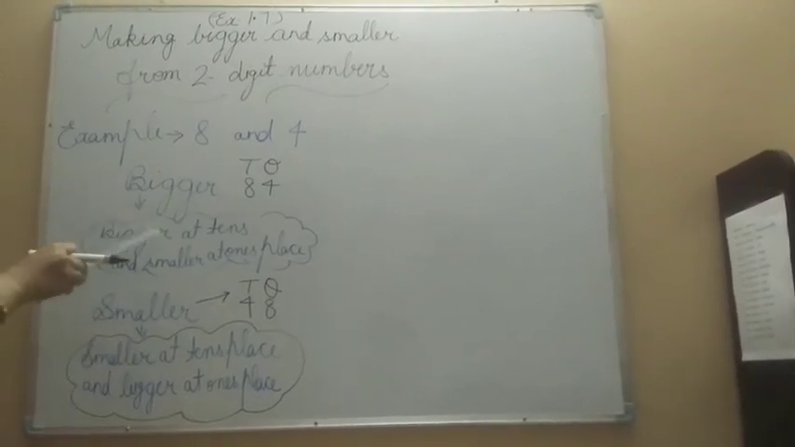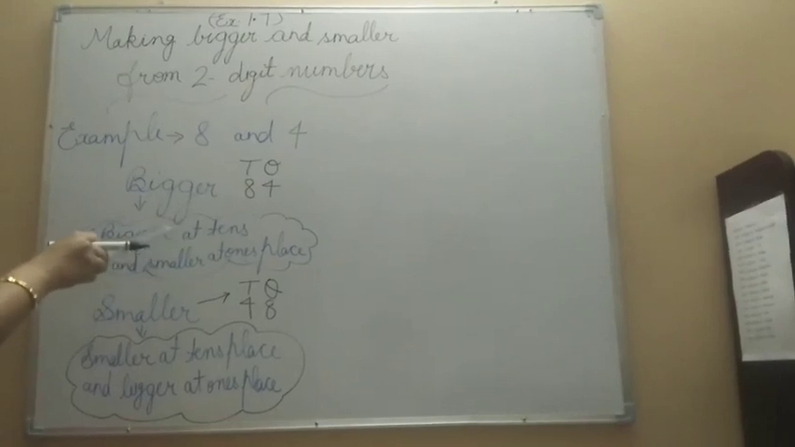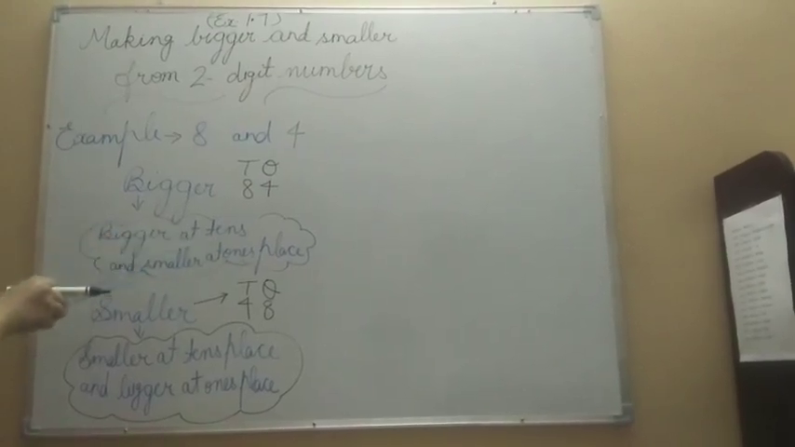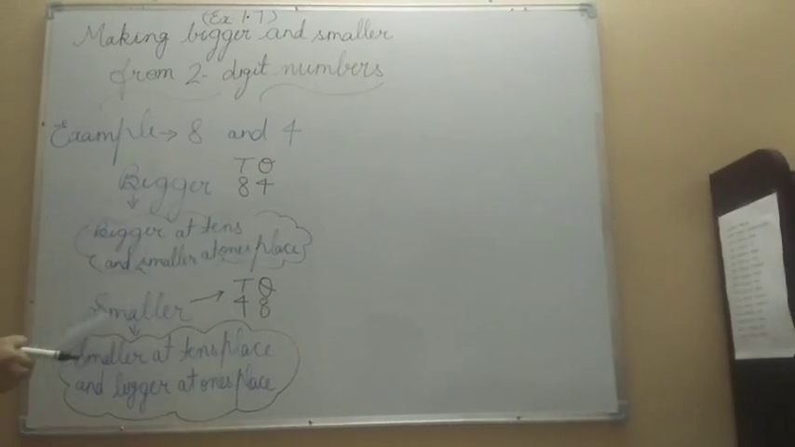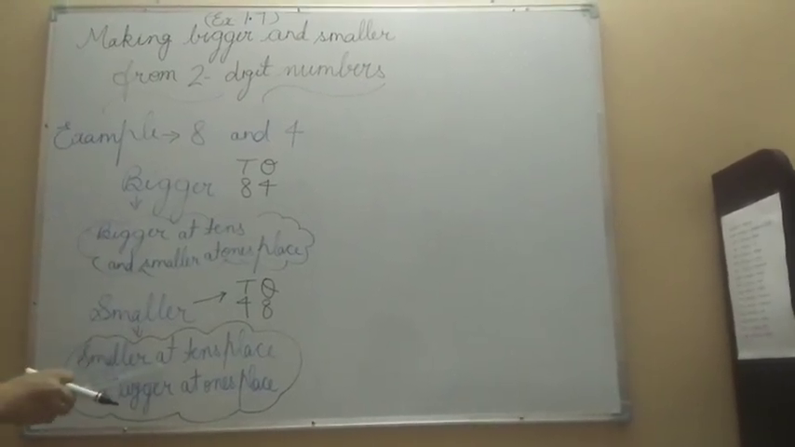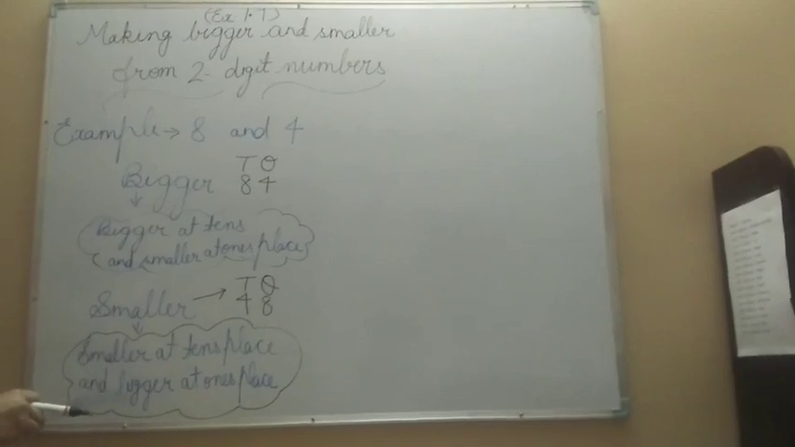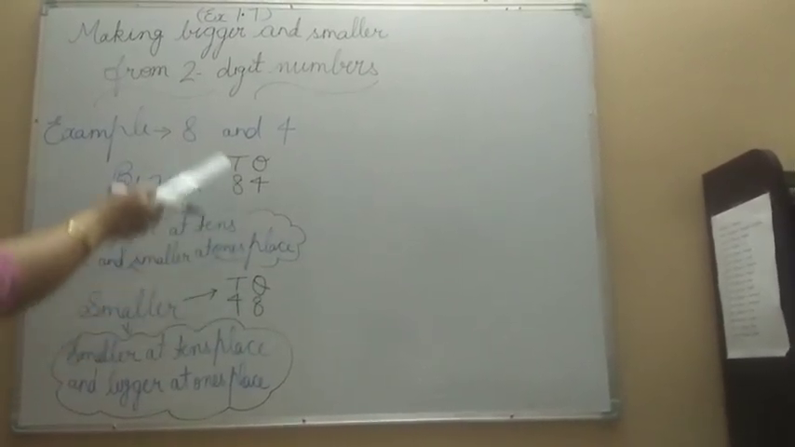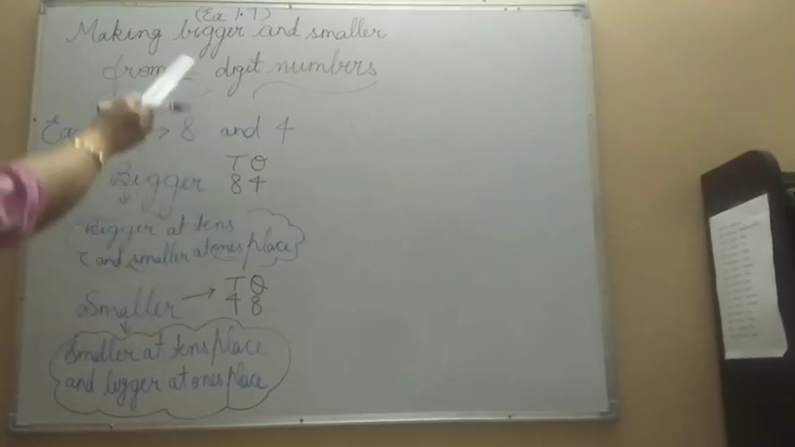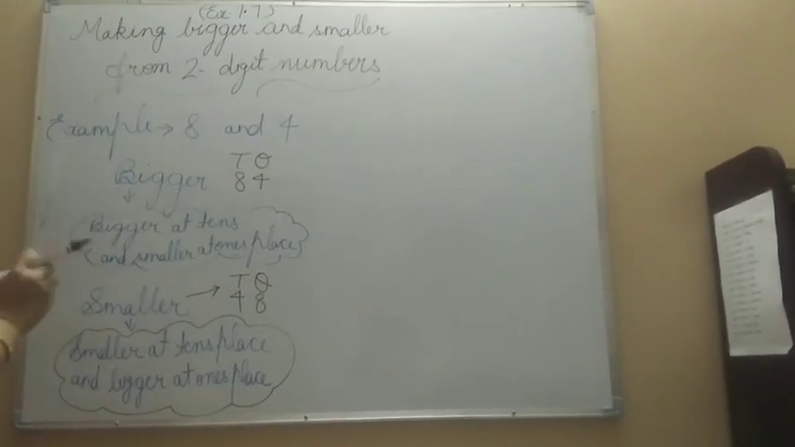For bigger, the bigger digit at tens place and smaller at ones place. To make smaller, the smaller digit at tens place and bigger digit at ones place. In this way, you have to solve the exercise 1.7. Okay, students?